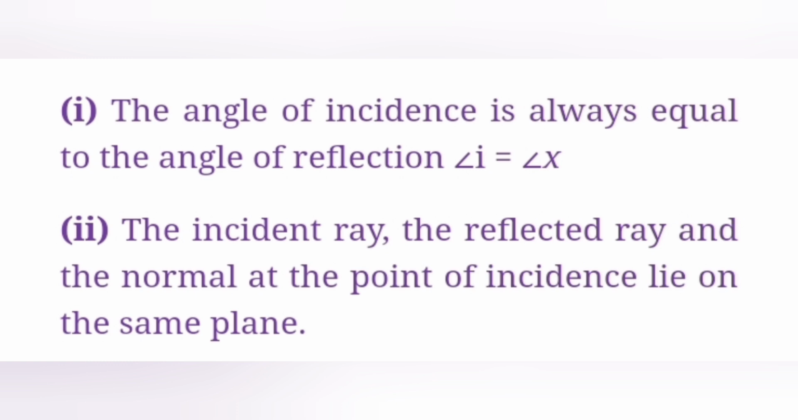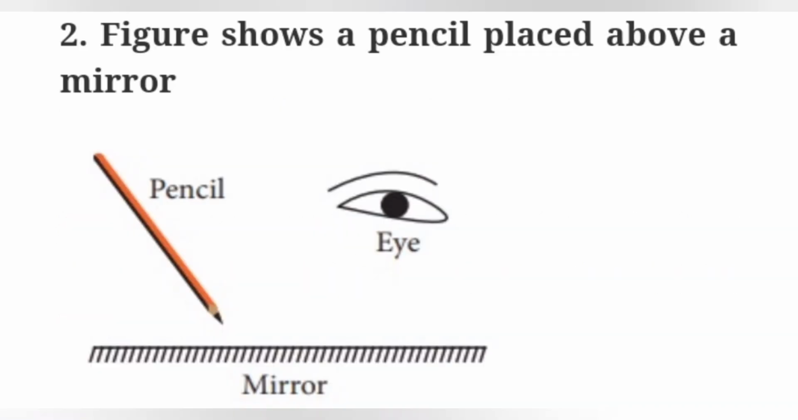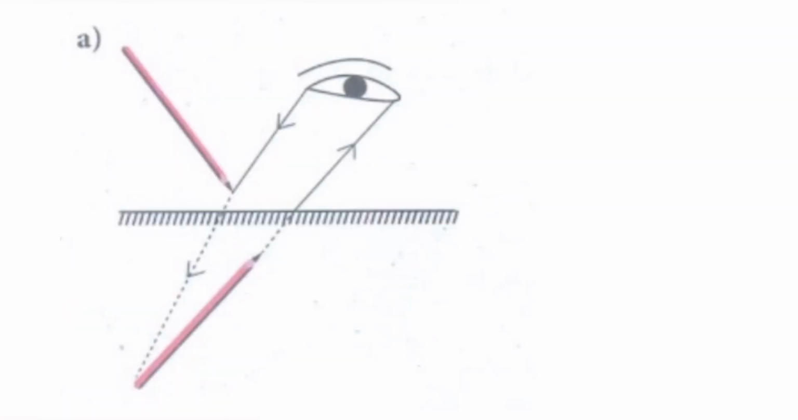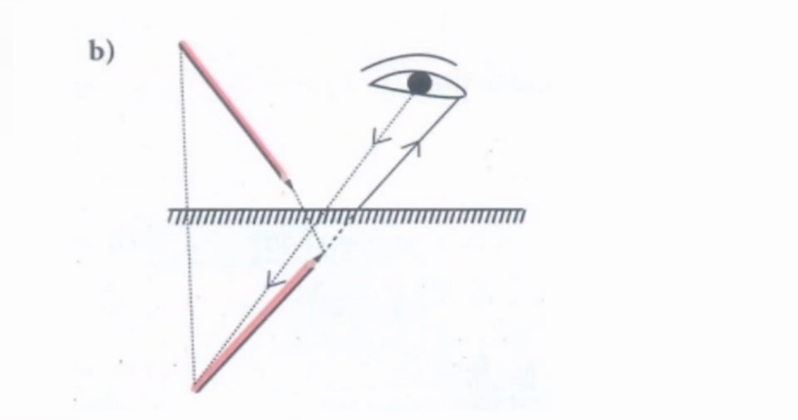Second question, the figure shows a pencil placed above a mirror. Option A, draw its image formed by the mirror. Option B, show how light rays from the object are reflected at the mirror to form the image for the eye. Answer, draw this diagram. For B, this diagram.